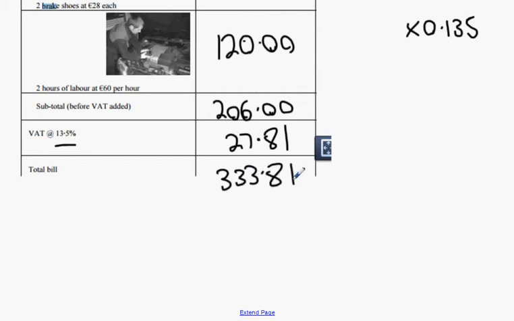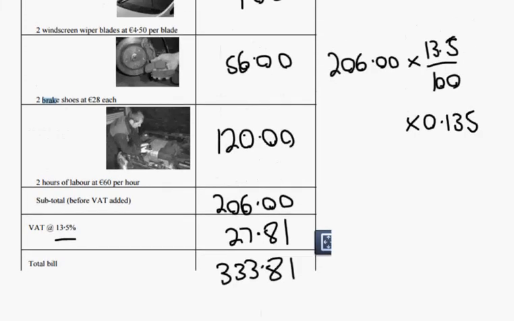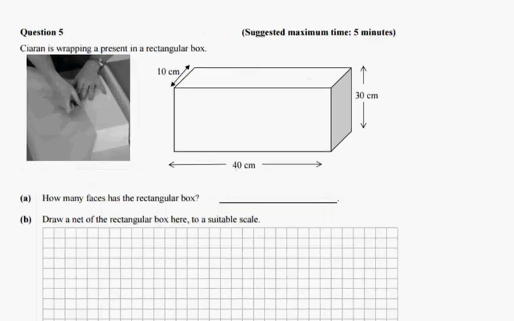Okay, that's grand. That only took like 40 seconds. It's really quick. Everybody alright with that? Okay. Now, next one, the bigger one. Kieran is wrapping a present in a rectangular box. How many faces has the rectangular box?